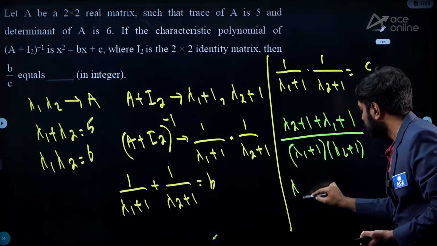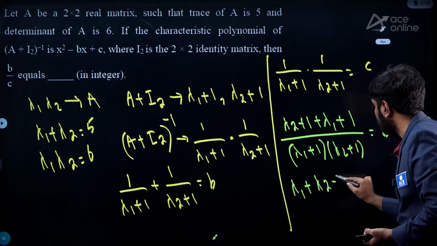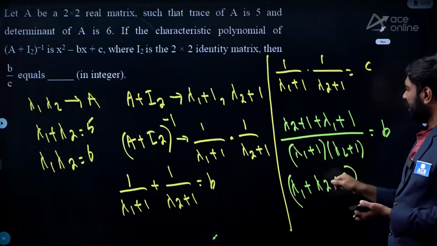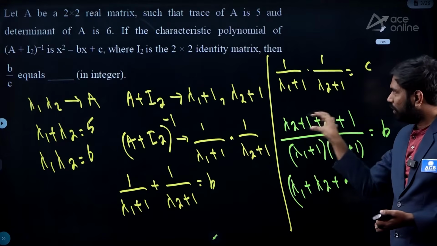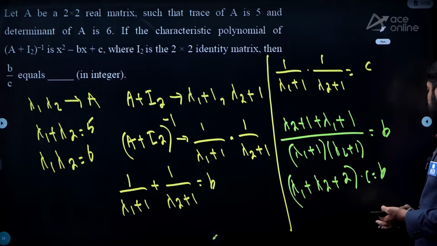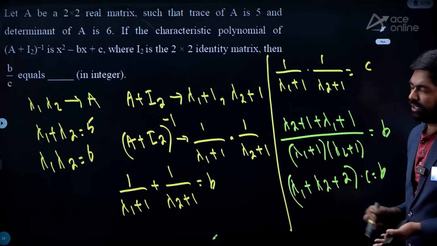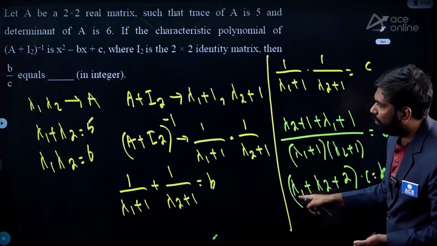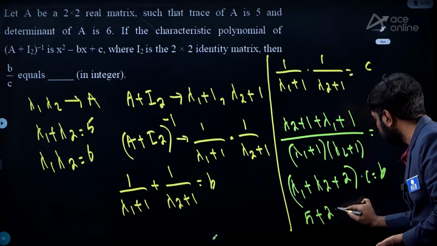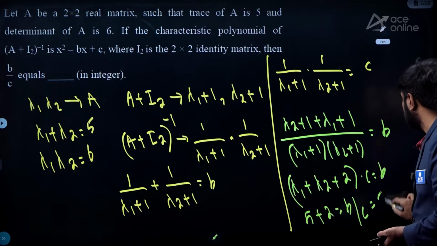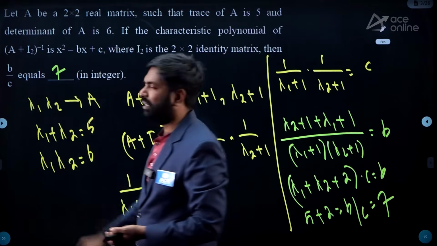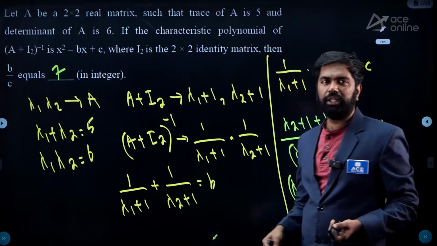Try to arrange the numerator in a proper way. Lambda 1 plus lambda 2, and 1 plus 1 is 2. And then you have 1 by this, and 1 by this is c. So you have this into c equal to b. We want the b by c ratio, and it's easy to get. First of all, what is lambda 1 plus lambda 2? It's 5. 5 plus 2 equal to b by c, which is nothing but 7. The answer to this problem is 7. He's just playing with the eigenvalues.